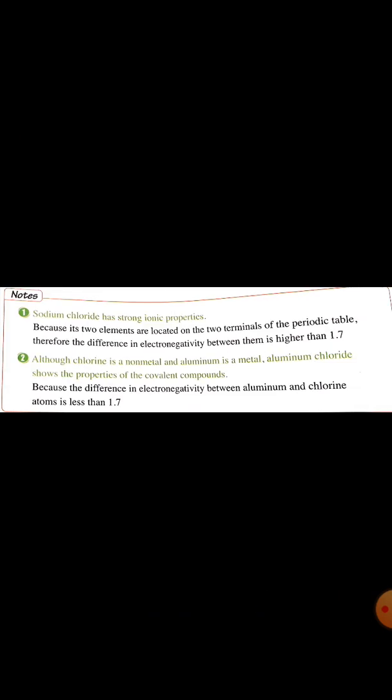Here, for example, sodium chloride has strong ionic properties because the difference in electronegativity between the two elements that form this compound is higher than 1.7. Number 2, although chlorine is a non-metal and aluminum is a metal, aluminum chloride showed the properties of covalent bonds because the difference in electronegativity between aluminum and chlorine is less than 1.7.